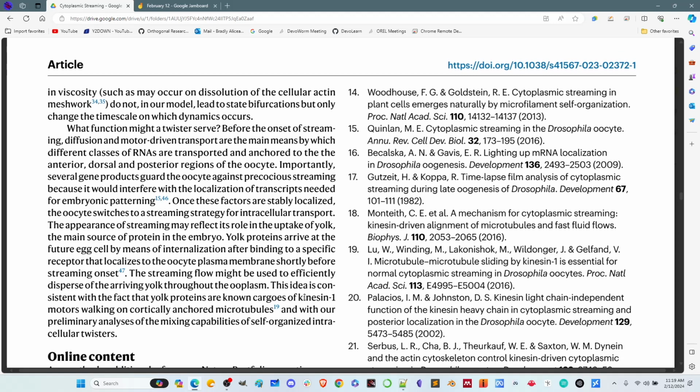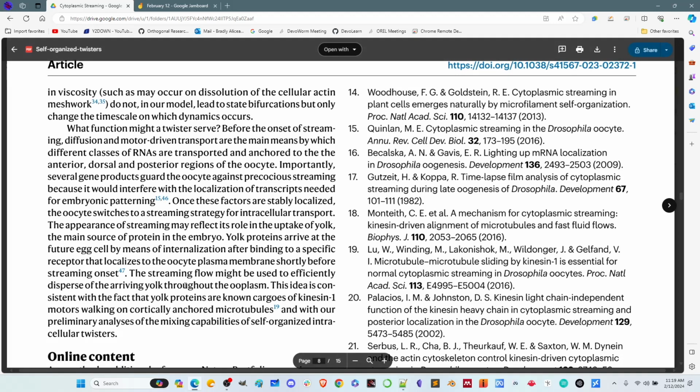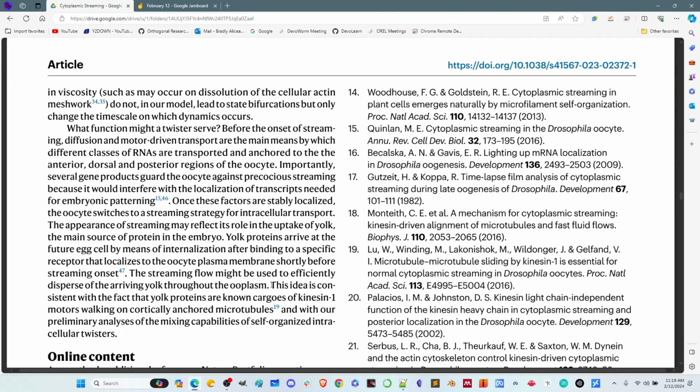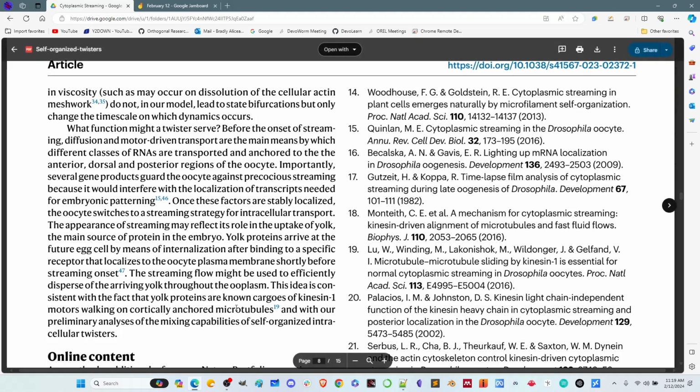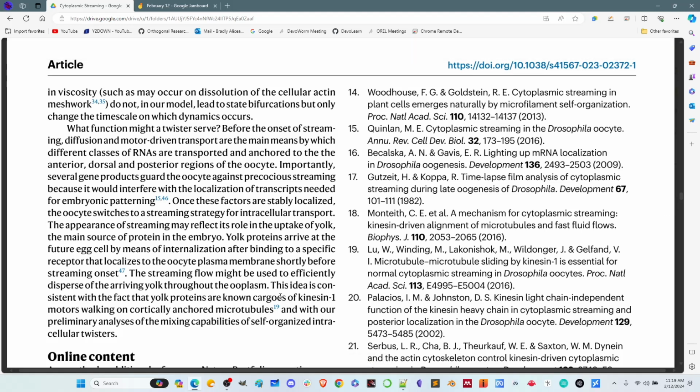The streaming flow might be used to efficiently disperse the arriving yolk throughout the yolkplasm. The idea is consistent with the fact that yolk proteins are known cargoes of kinesin 1 motors. So again, kinesin 1 is known as a transport mechanism for these yolk proteins, and so that matches what we expect.